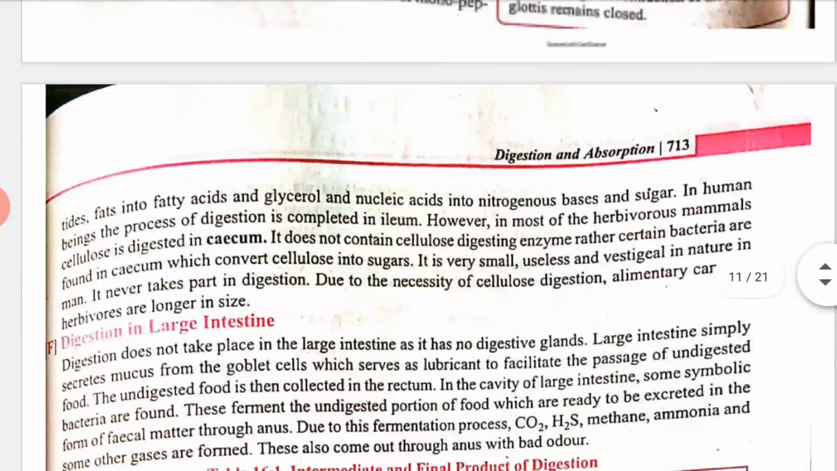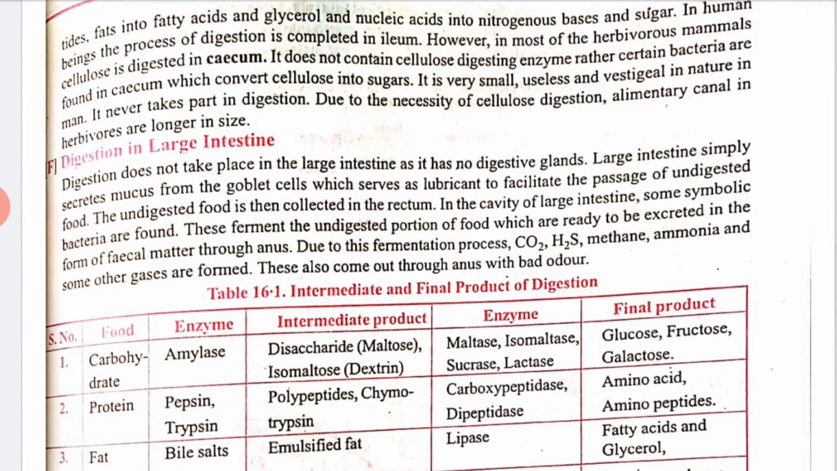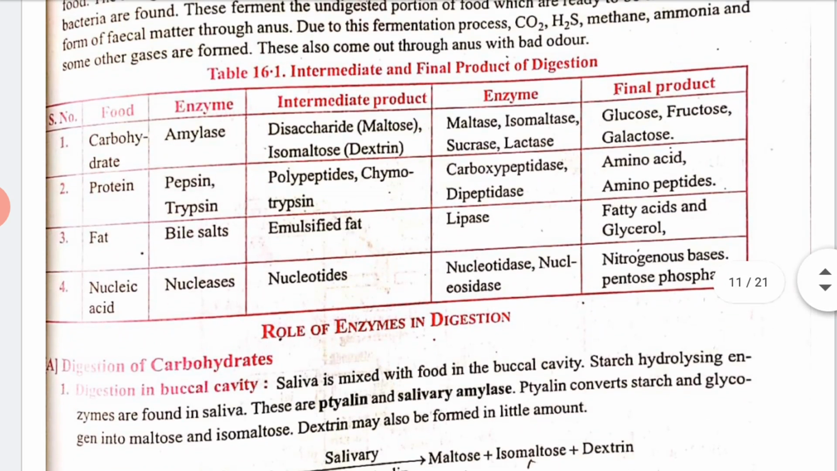Now after this we have the large intestine. This we have already studied, how the food gets digested in the large intestine, where the food is converted into its components, carbohydrate, protein, fat. See there, students, there is a table given, where the various types of food are converted into carbohydrate, protein, fat, nucleic acid, and all these things. Now the enzymes secreted inside this, like pepsin, bile salt, amylase. In this way you can see, and it forms the final product also.